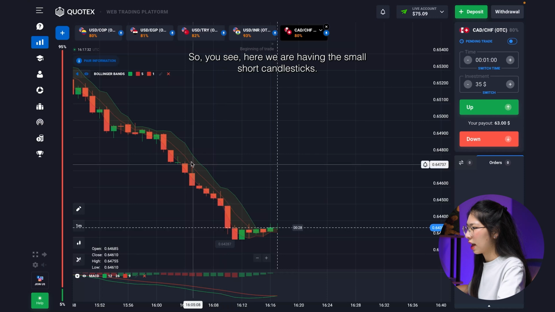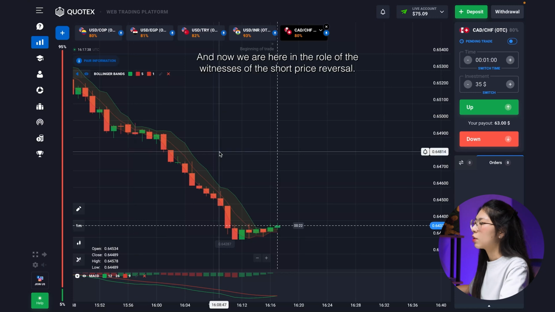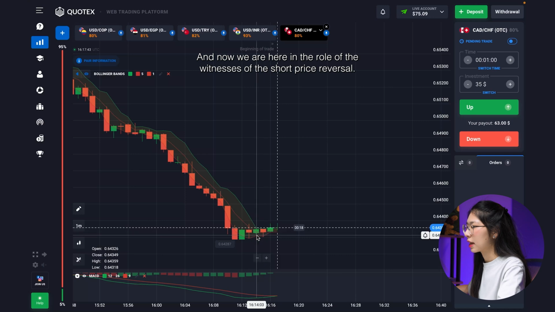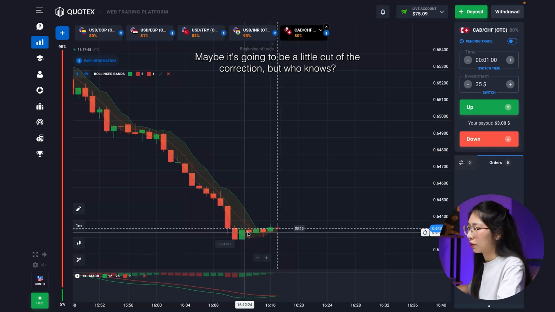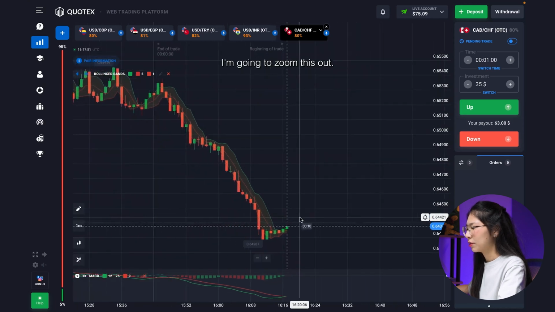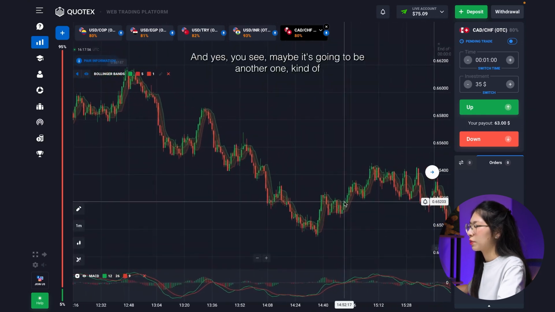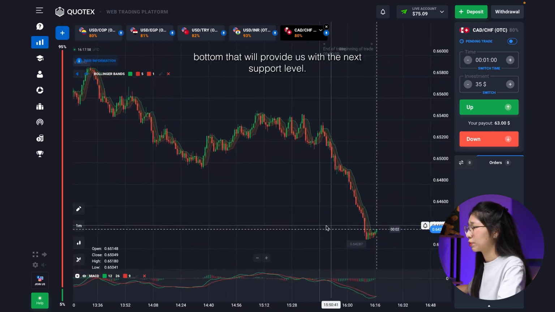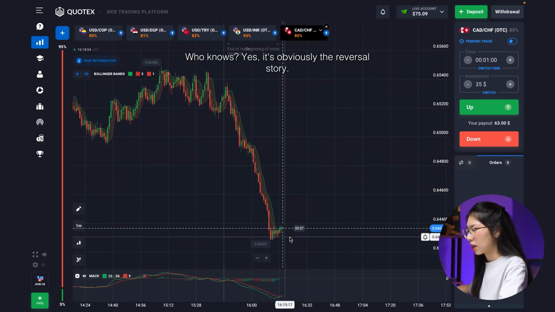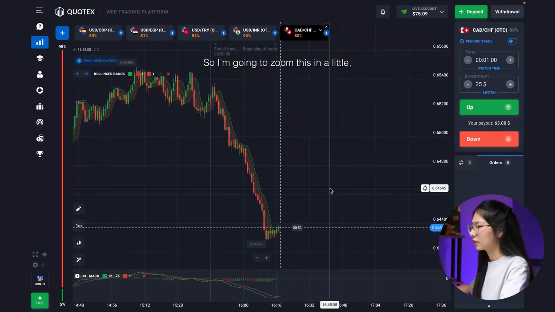Okay, you see here we're having small short candlesticks. They're going downstairs pretty confidently. Now we're in the role of witnesses of the short price reversal. Maybe it's going to be a little chaotic for the correction, but who knows? I'm going to zoom this out. Yes, guys, you see, maybe now there will be a button that will provide us with the next support level. Who knows? It's obviously the reversal story, and I'm going to zoom this in a little.